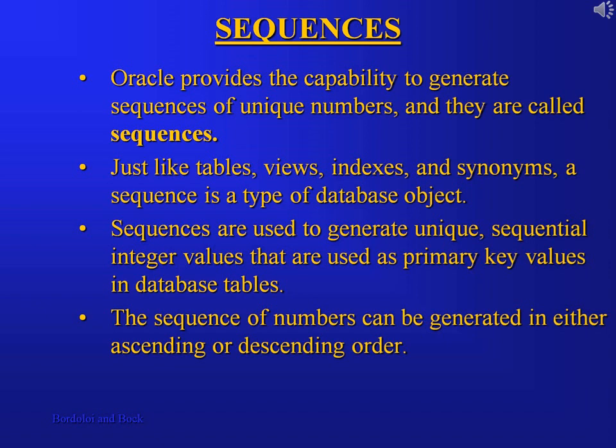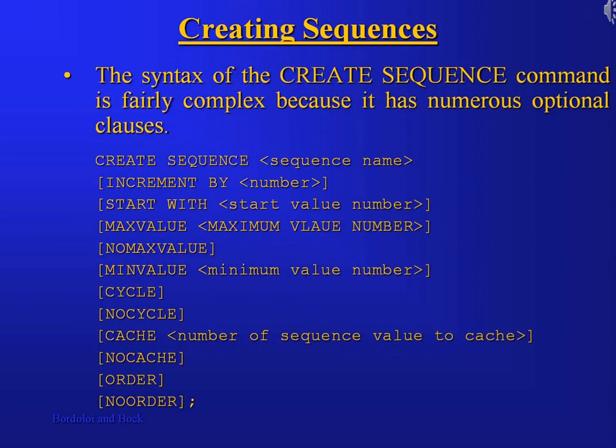Oracle provides the capability to generate sequences of unique numbers, and they are called sequences. It's just like tables, views, indexes, and synonyms. A sequence is a type of database object. Sequences are used to generate unique sequential integer values. The next topic is creating sequences.